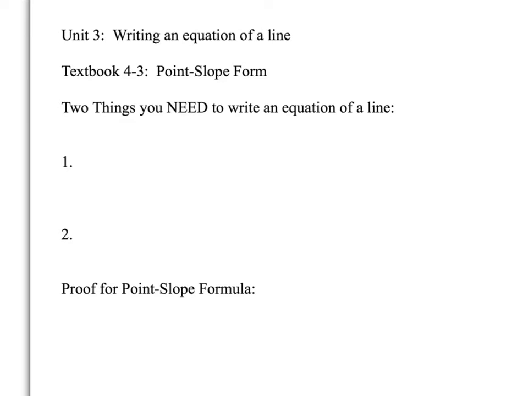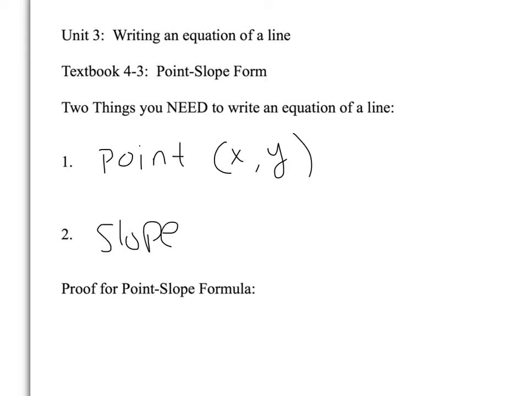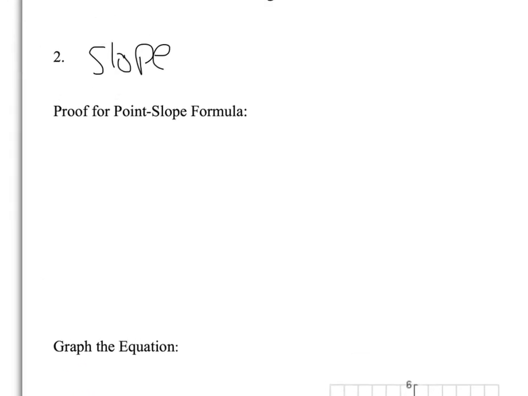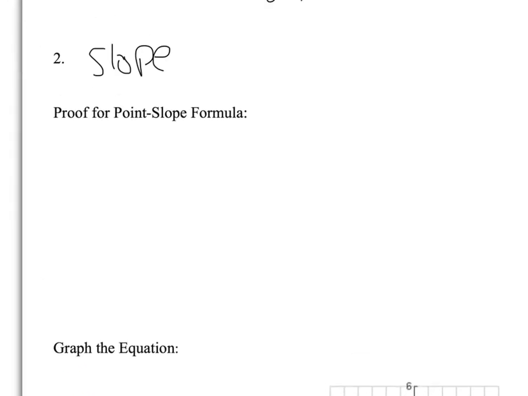Hi everyone. This is a lesson on how to write an equation of a line using point-slope form. Now, if you remember, the two things you definitely need to write an equation of a line are a point, like an x and y coordinate pair, and a slope. Okay, so knowing that, I want to first prove to you what this formula is before I just tell you the formula.